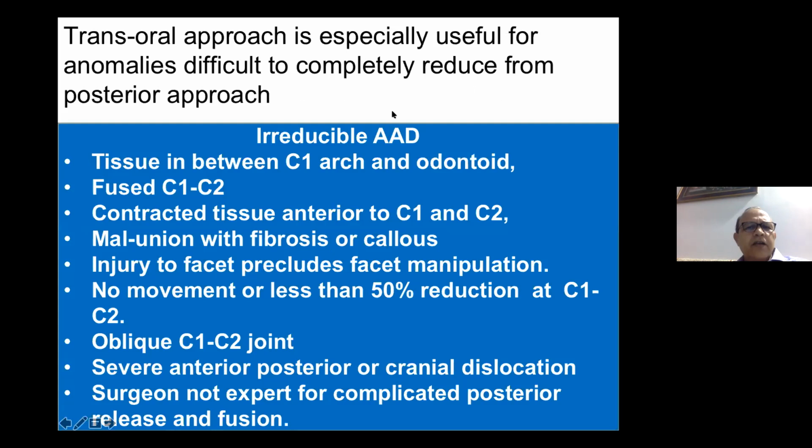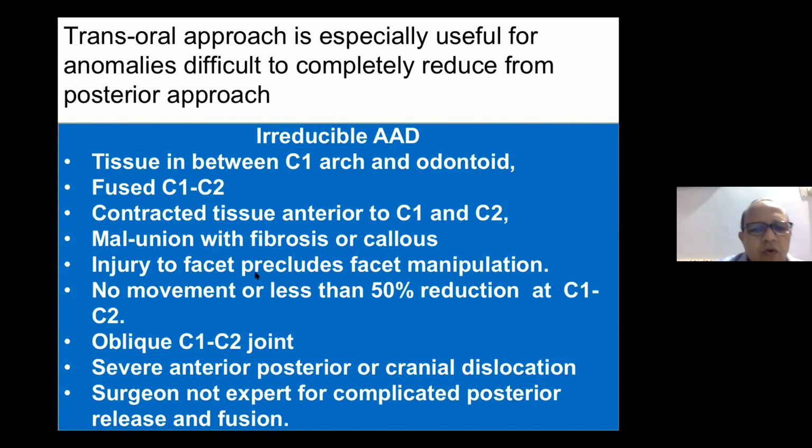So I have already discussed the various causes of irreducibility, because in those cases, the posterior approach is not possible. Although this may not be a very large number of patients, tissue in between C1 and the transverse arch and odontoid, or fused C1, C2, or a contracted tissue anterior to C1, C2, will all prevent a reduction when you take a posterior approach. Malunion with fibrosis or callus, injury to the facet joint, will not allow the facet manipulation.